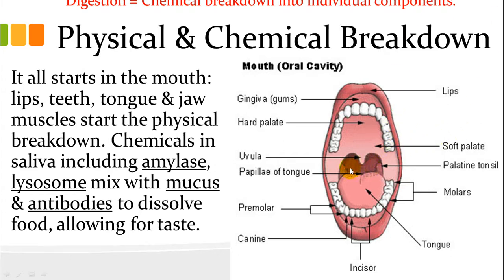We have our tonsils. That's part of the lymphatic system, which is part of the immune system that keeps you well. And then, of course, you can see all of our teeth right here. We're going to talk about teeth in just a minute. All right, and then our tongue, which we'll talk a lot about, because it's primarily responsible for the sense of taste.